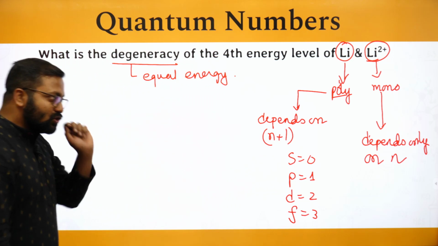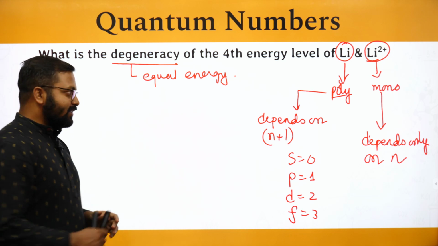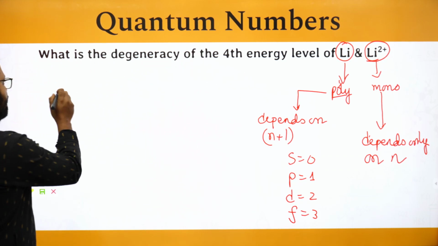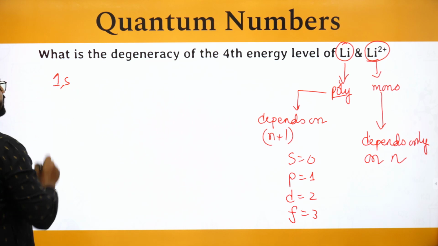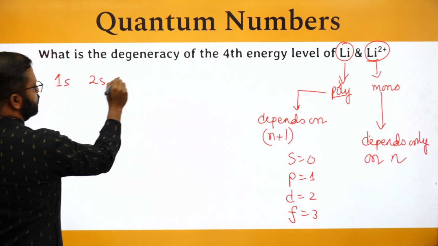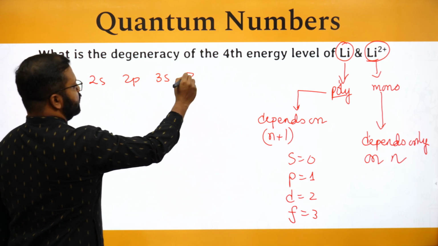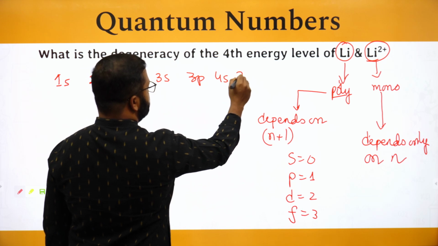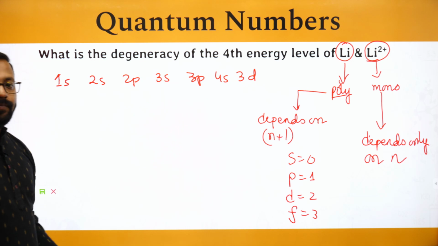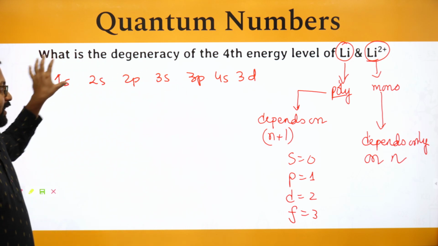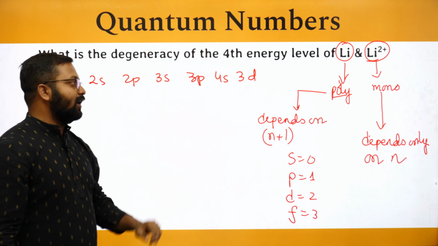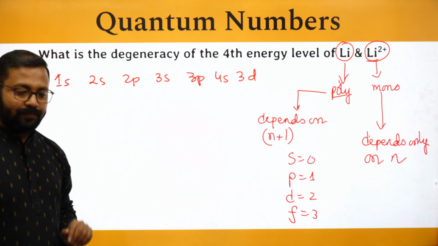So how do we identify this? I'm going to use a very simple method. I will write the configuration. Let's say I write all the orbitals: 1s, 2s, 2p, 3s, 3p, 4s, 3d. I guess you know this. 1s, 2s, 2p, 3s, 3p, 4s, then 3d, 4d come. You know this much, right?